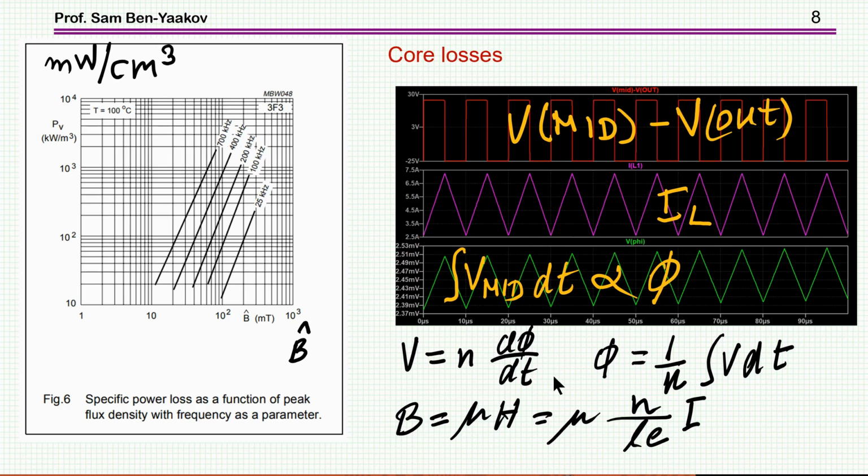And this is because of the following. Starting with Faraday's law, we have V equals N dphi/dt, and therefore the magnetic flux is the integral of the voltage, while B is mu times H, and H is also a function of I, so B is a function of I, so therefore we see that these two are related. So a higher ripple current would mean higher magnetic losses or core loss.